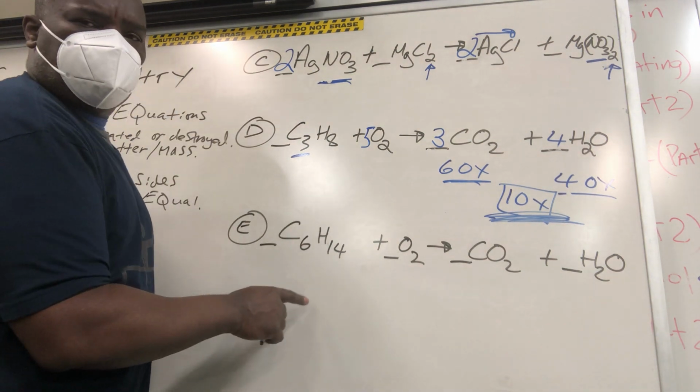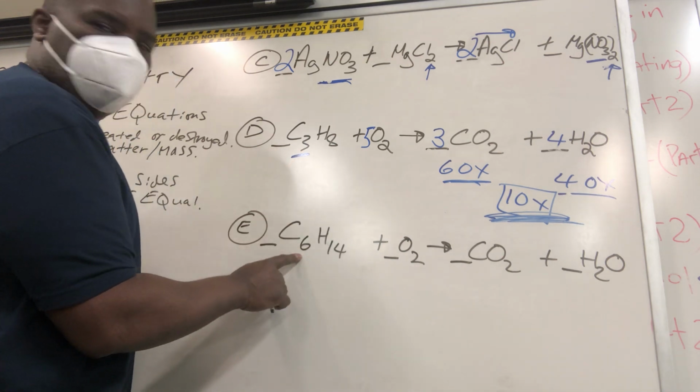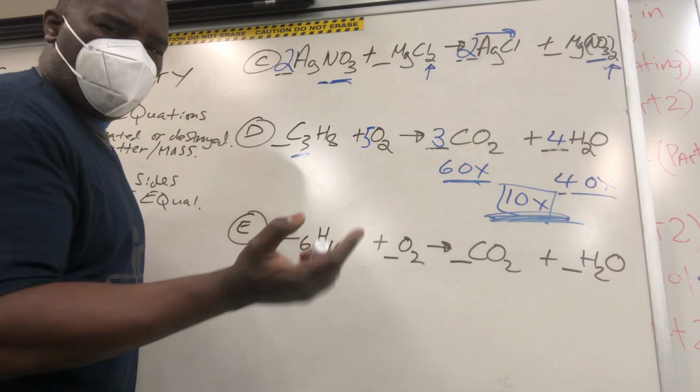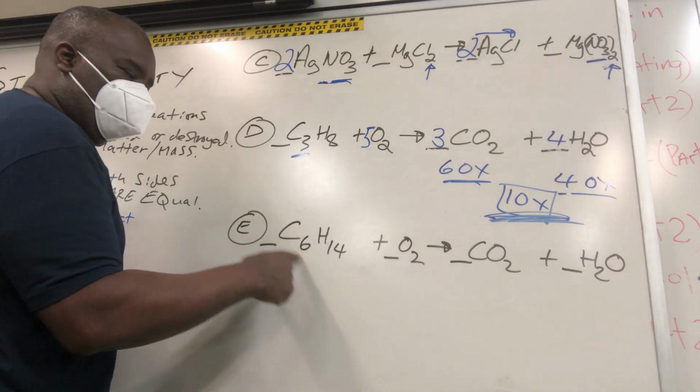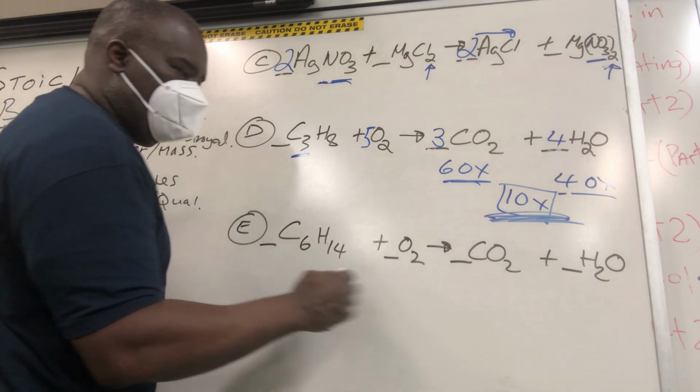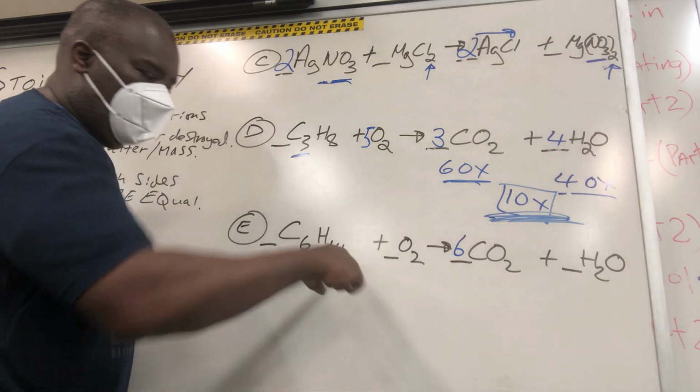This is another combustion reaction, right? But this guy has an odd number for the carbon. This guy has an even number for the carbon, right? So it should work out. Let's see what happens. Okay, so carbons, how many we got? We got 6, right? So you're going to put a 6 there. Bam. All right. So we got 6 carbons, 6 carbons.